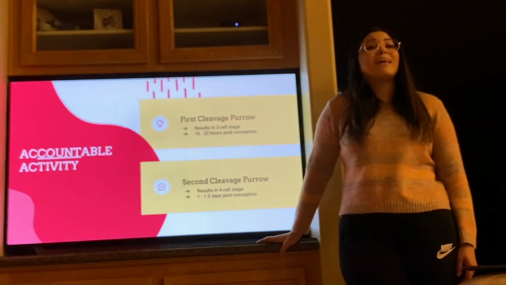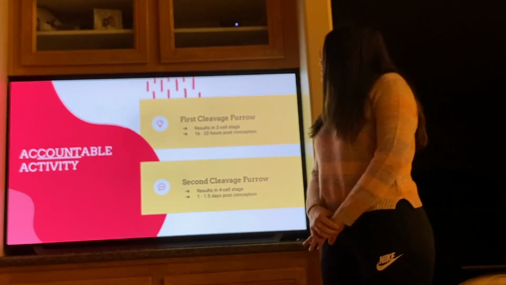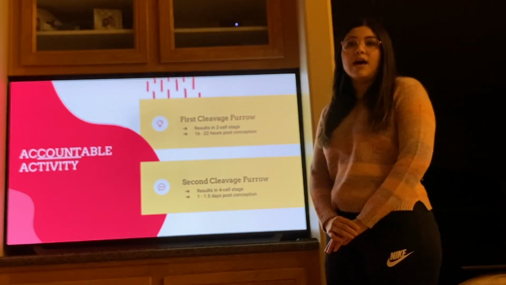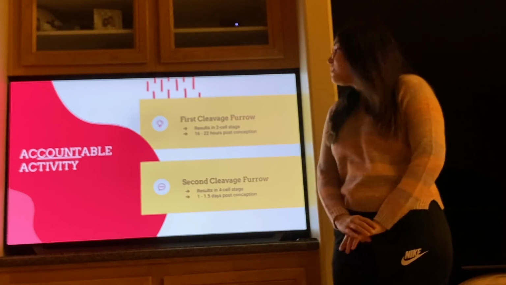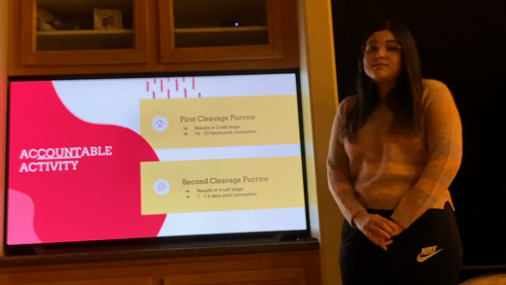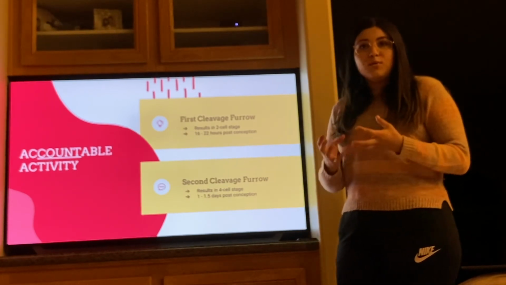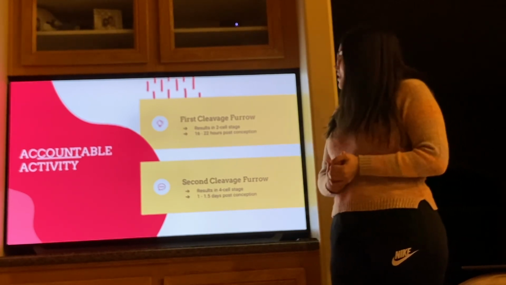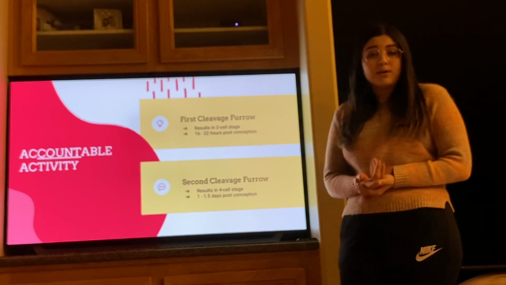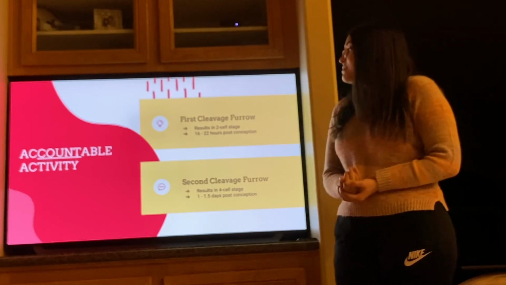So let's talk about some cleavage activity. The first cleavage furrow is basically the first time that the fertilized egg divides. And so the first time it divides, it results in the 2-cell stage because 1 cell going into 2 does result in 2 cells. This does happen between 16 to 22 hours after fertilization happens.